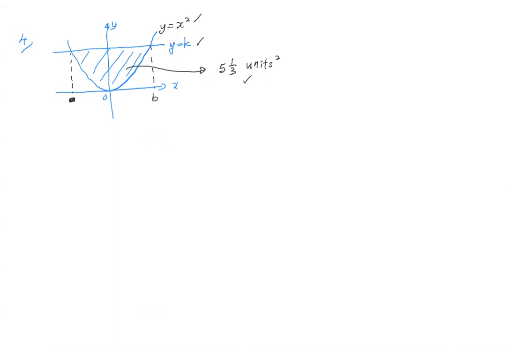Because I'm talking about area bounded by 2 curves. If I don't have the limits, I can't work. So area bounded by 2 curves will be the integral from limit A to B, the top curve minus the bottom curve. Am I right? Then dx. Then this will be equal to 5 1/3.